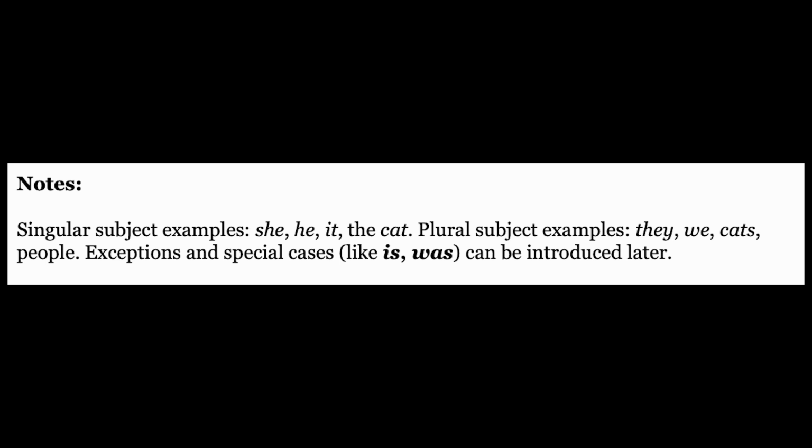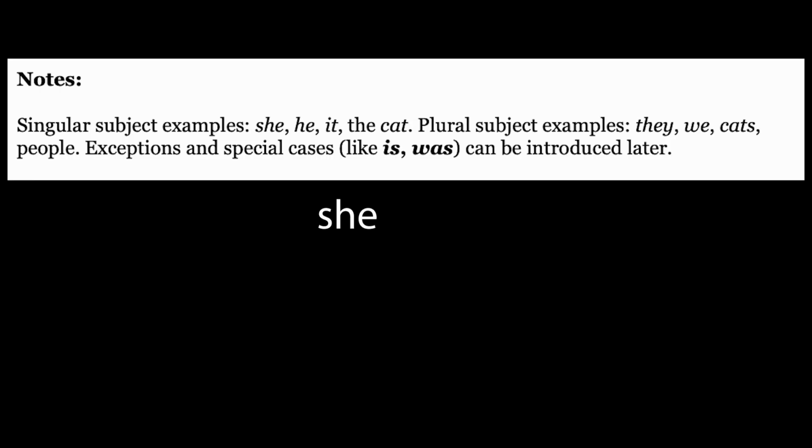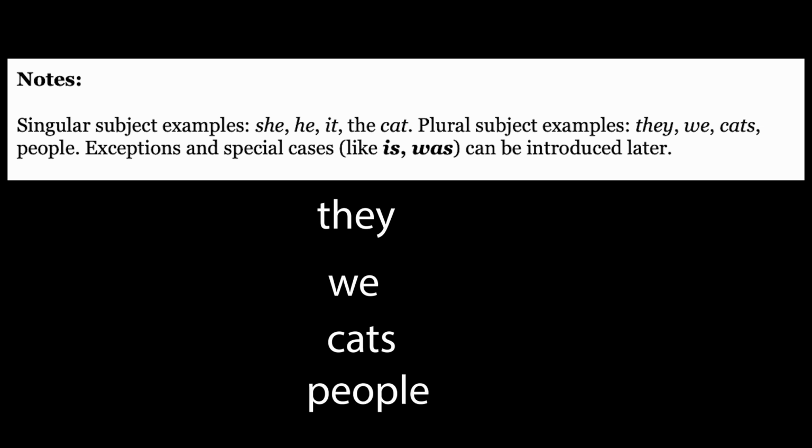Okay, now let's read the notes. Singular subject examples. Okay, these are all the pronouns: she, he, it, or an example, the cat. Plural subject examples such as they, we, or cats, people. Now, there are some exceptions in special cases like is and was, which are verbs to be, but we'll discuss that later.